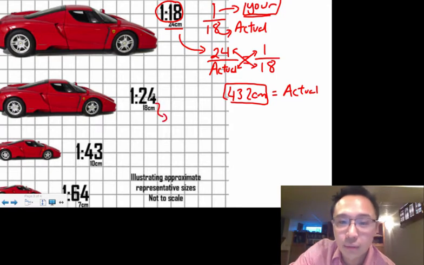So let's look at this one. This one is 1 to 24. It's a smaller scale. So change this into a fraction, 1 over 24. And anytime we are comparing these scalings, we are comparing ratios. So this is going to be equal to another fraction.